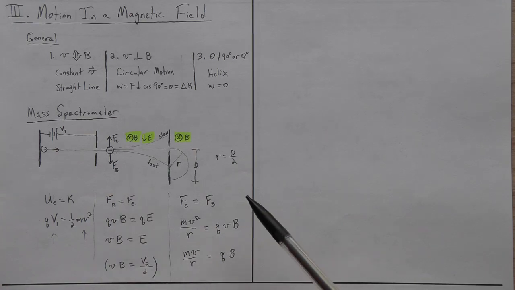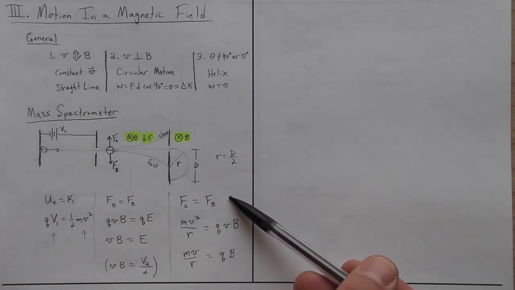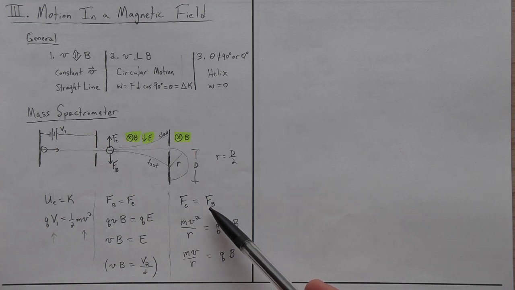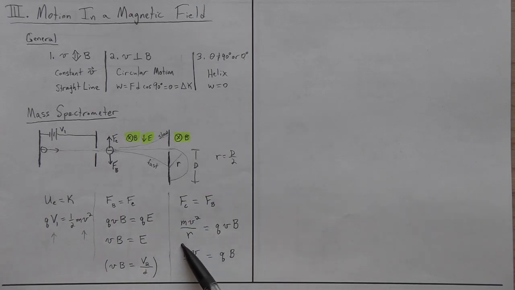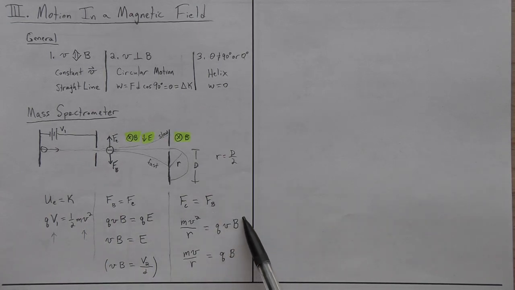And then for the third region, we have circular motion. The centripetal force is caused by the magnetic force. Okay? And so centripetal force in general is mv squared over r. Magnetic force is QVB sine 90, which I left off. One of the velocities goes away. We have an expression here.